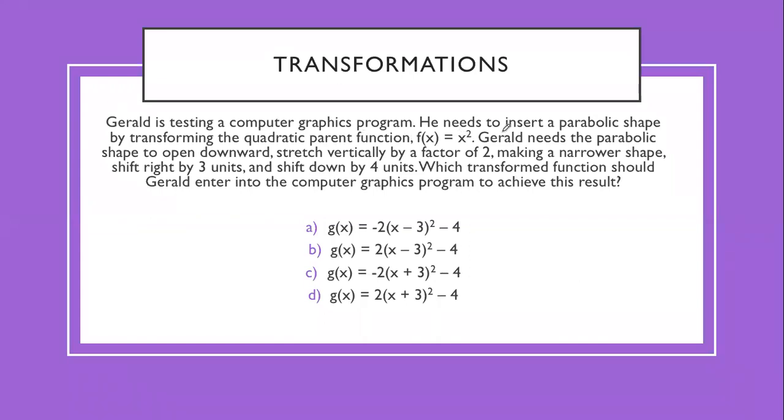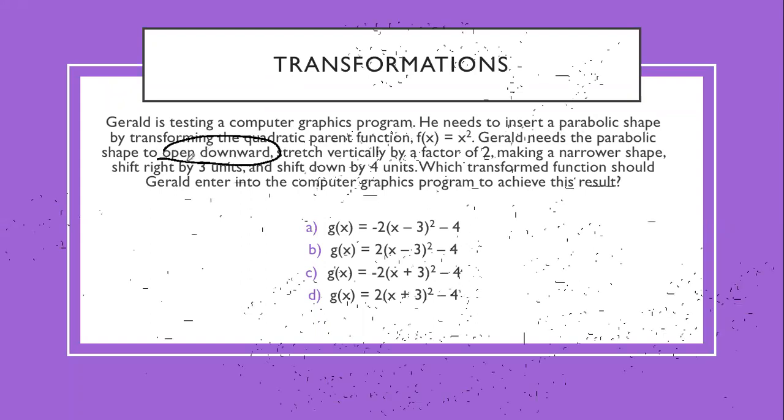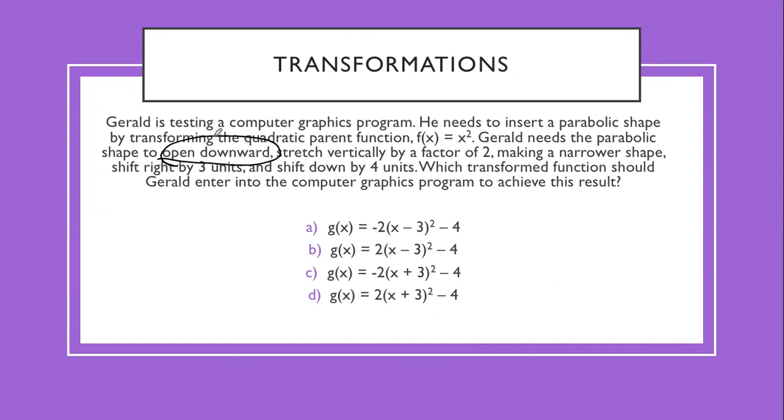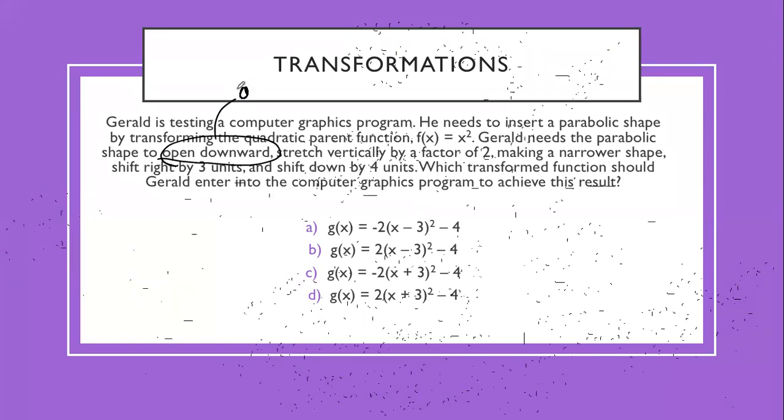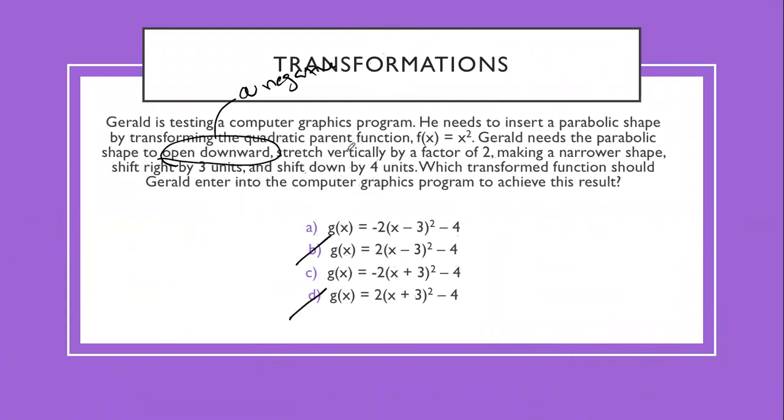Transformations. Gerald needs the parabolic shape to open downward. If it's opening downward, what do I know about the A value? A is going to be negative. So that's one thing I know. So automatically B and D are wrong because they have positive A values.